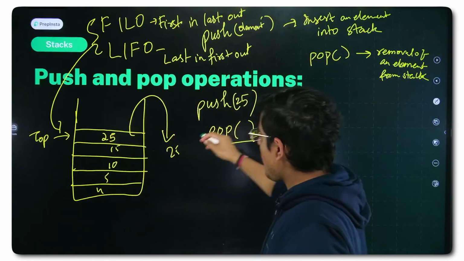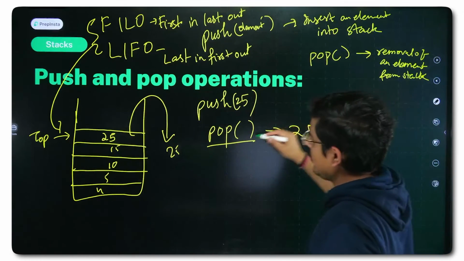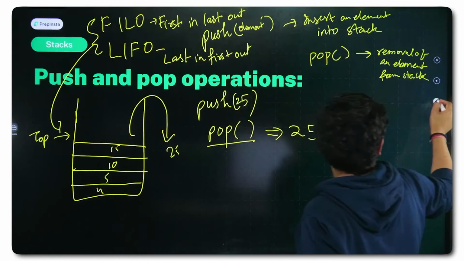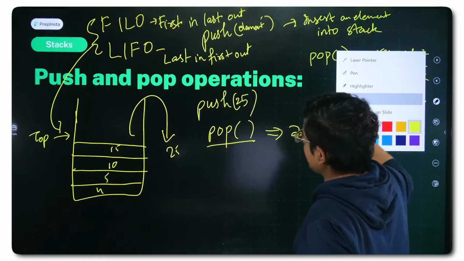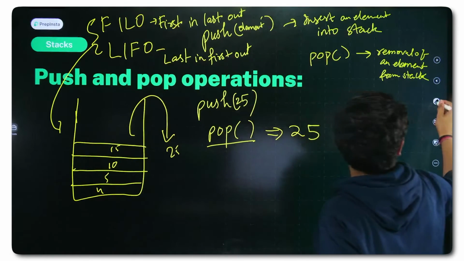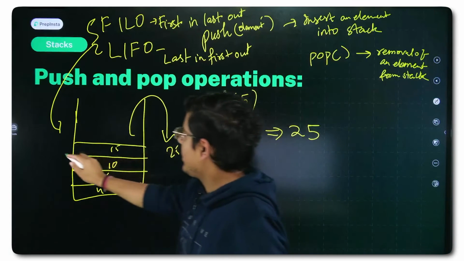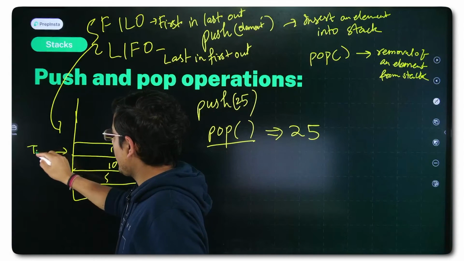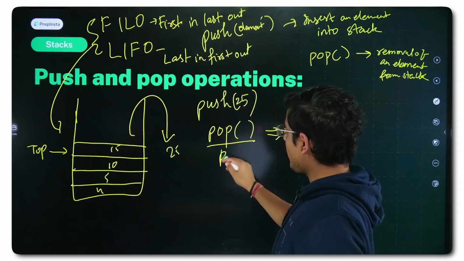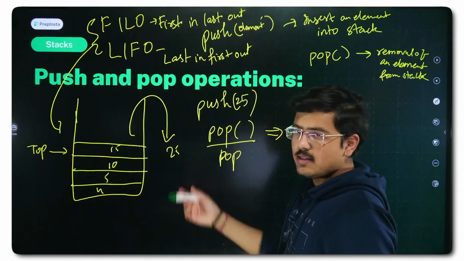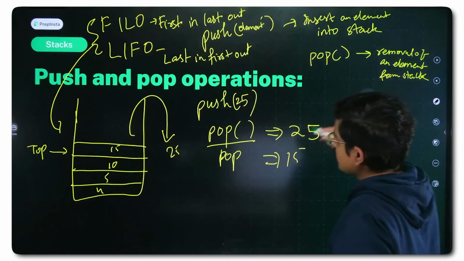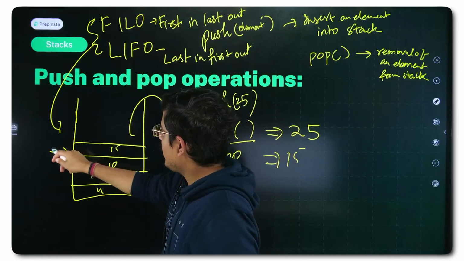As soon as I pop this out, what will happen? This element goes, fine. So now top will decrement itself and start pointing here. Now if I go by this principle, I do the pop again. So what is the next element? 15 will come out first, fine.